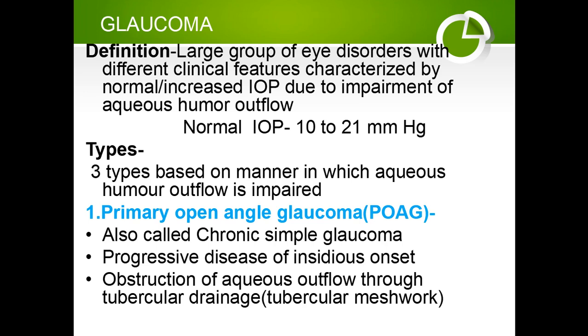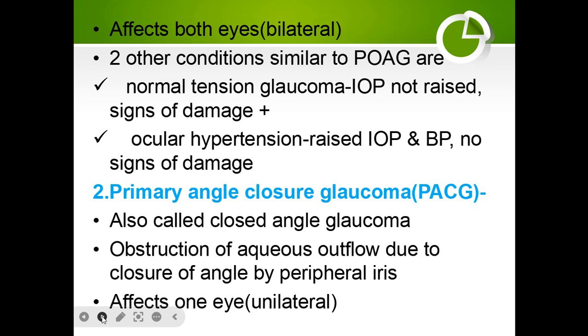So what happens in primary open angle glaucoma is there is obstruction of aqueous outflow through trabecular drainage, which is nothing but trabecular meshwork. So the aqueous humor outflow is blocked at the trabecular meshwork. It affects both the eyes. It is called bilateral.